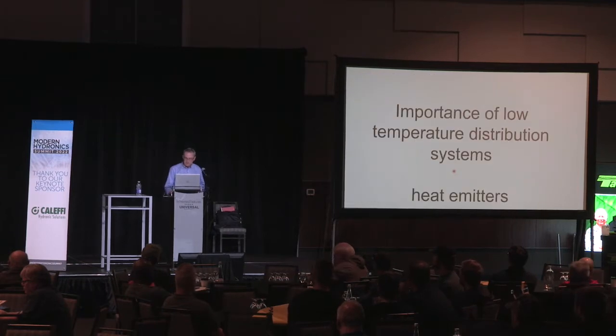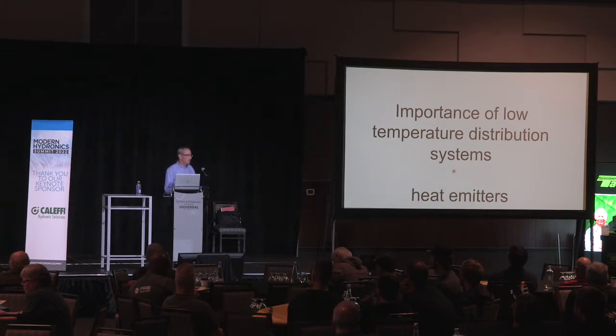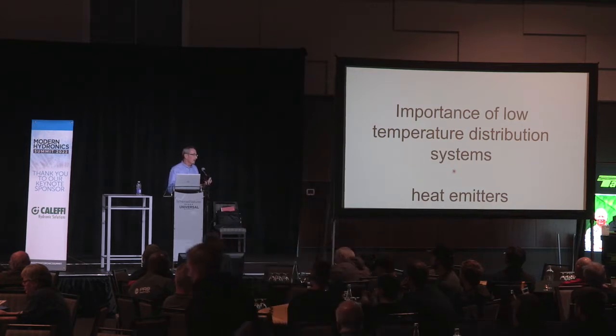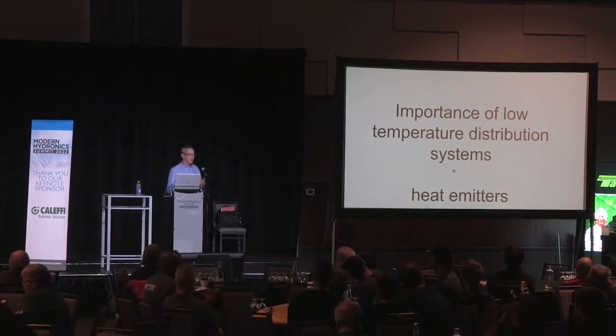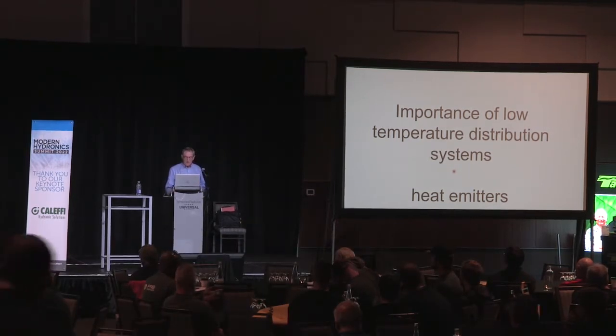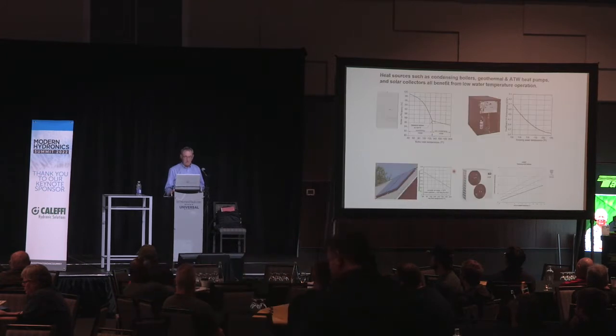So we're going to start off with low temperature distribution systems. For years, as we've been working with modulating condensing boilers, and as you've heard other speakers talk about today, lower water temperatures allow boilers to operate at higher efficiency. And it's the same story with heat pumps, whether it's an air-to-water heat pump or a geothermal water-to-water heat pump. So what are some options that are out there?